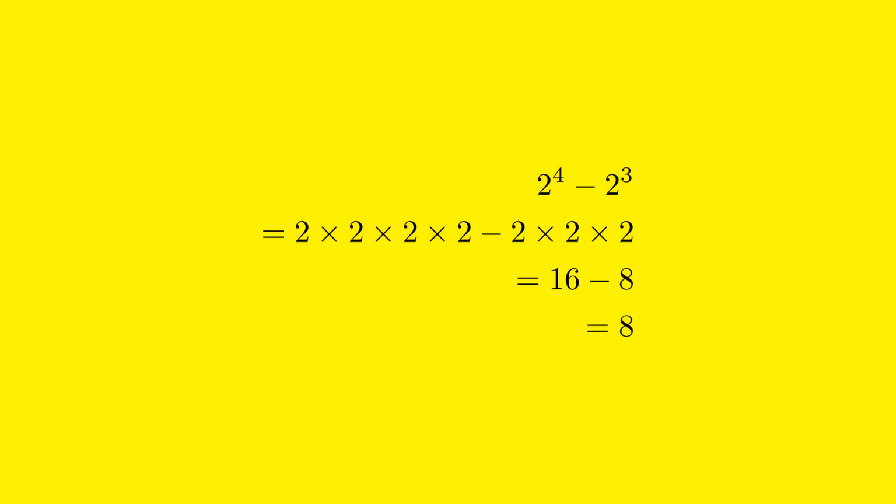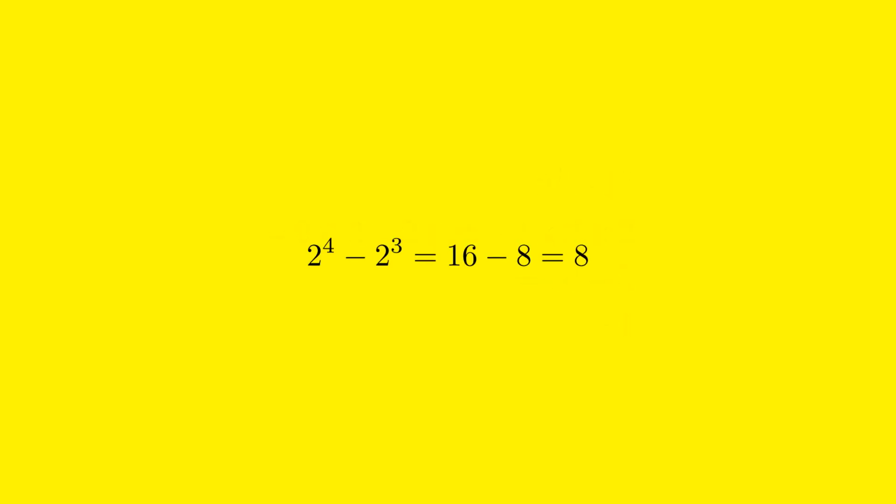At this point, we have simplified the expression 2 to the power of 4 to 16 and 2 to the power of 3 to 8. So the original expression 2 to the power of 4 minus 2 to the power of 3 can now be rewritten using these simplified values as 16 minus 8. This completes step 1, where we simplified the individual terms in the expression.